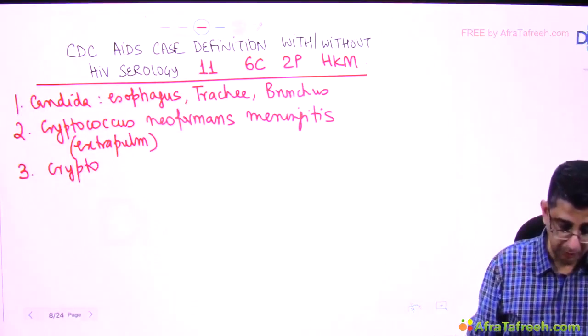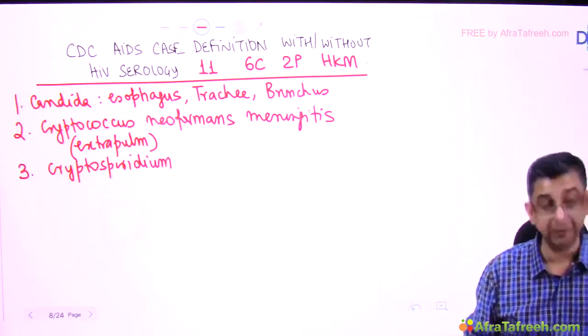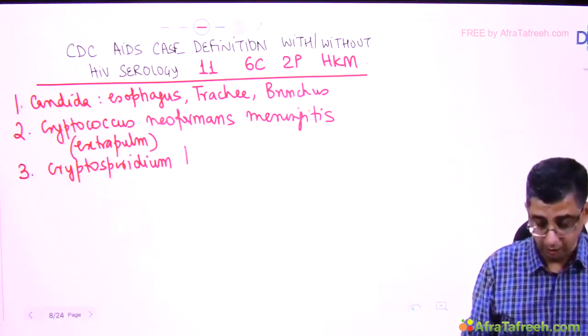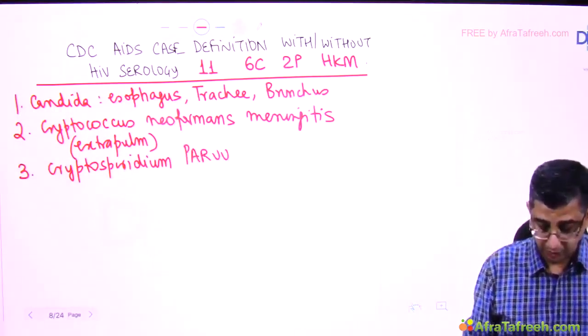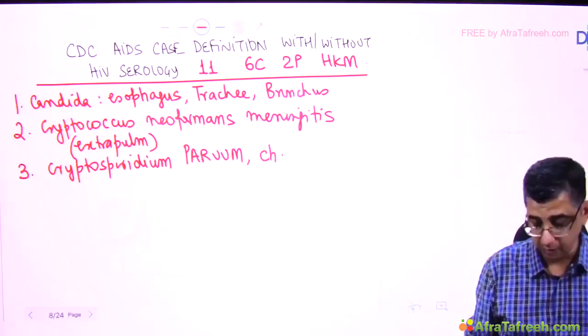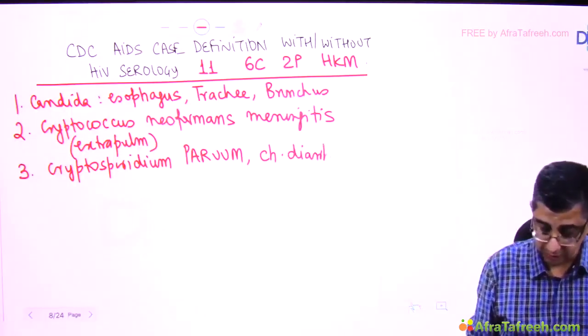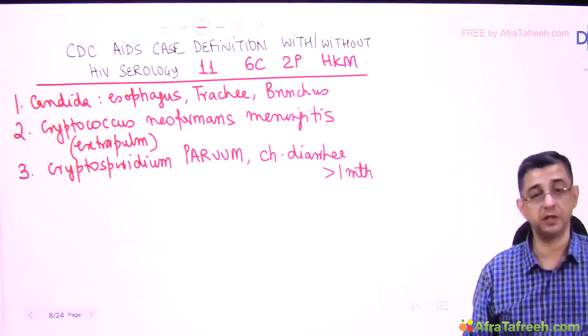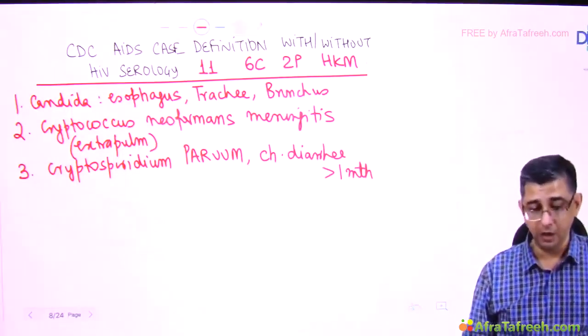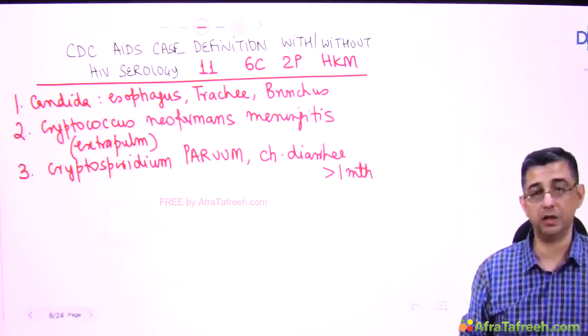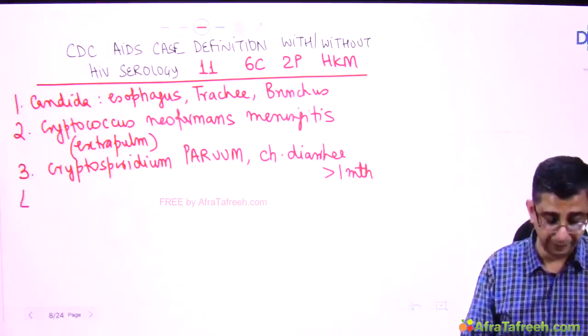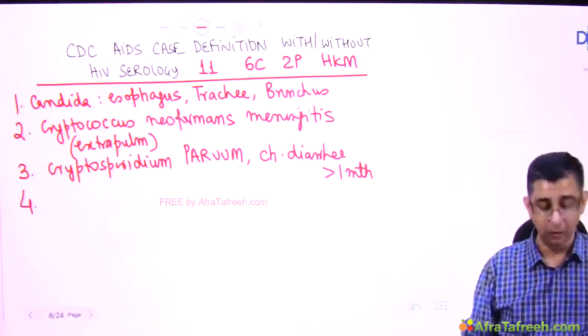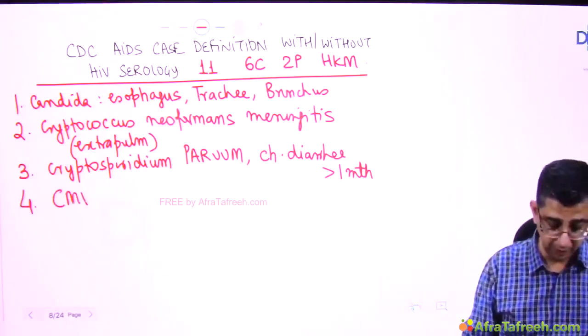The third C to be remembered is the one which is responsible for causing chronic diarrhea. Cryptosporidium parvum causes chronic diarrhea lasting for duration more than 1 month, which explains the wasting which is seen in patients of AIDS, especially HIV wasting is very severe. The emaciated appearance of the patient can easily be made out in the OPD. The fourth C to be remembered is cytomegalovirus.